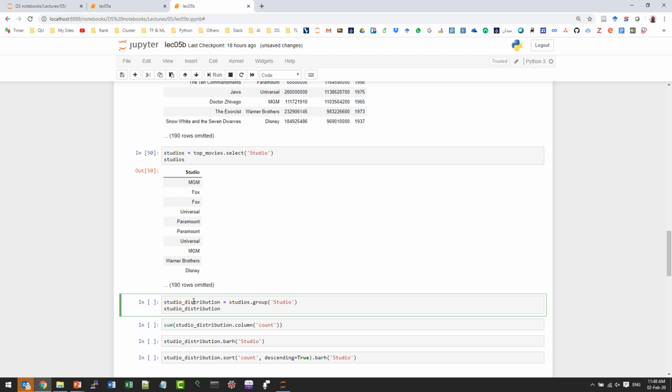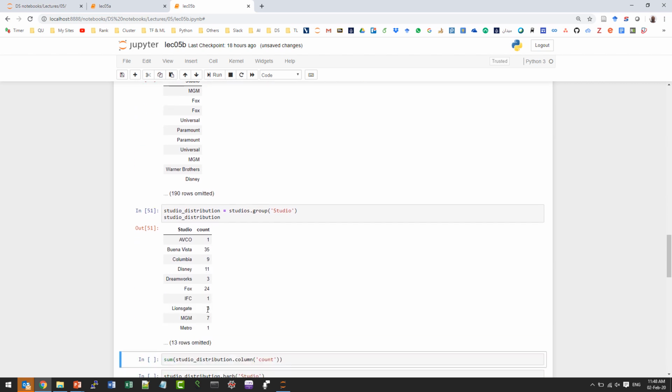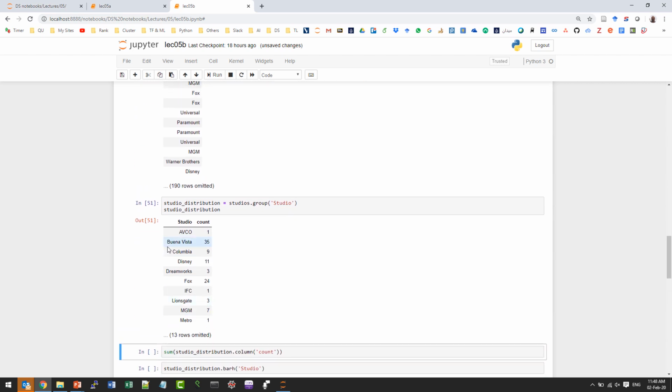So if we do this, remember the studios is a table of one column. Now, when we group, how many columns does the studio distribution have? Two, right? The original column and the count column. So we expect that we will see, for example, that this producer, Colombia, has 9 movies. It appeared 9 times in the data set. Fox has 24, and so on.